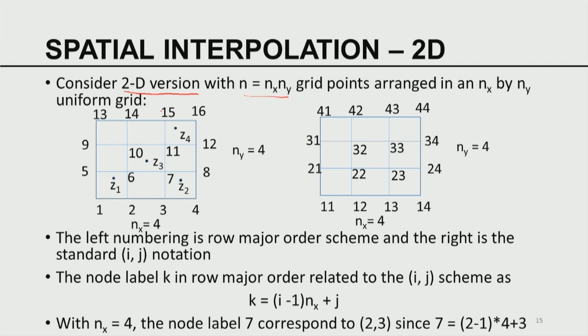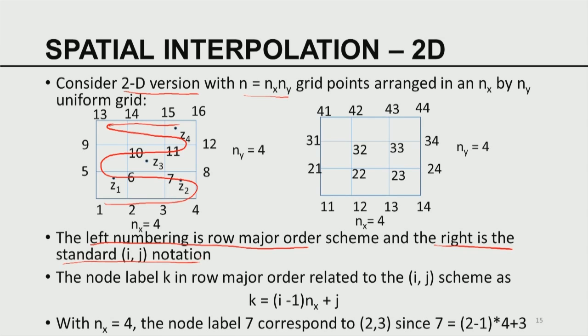I can label the grid points 1 through 16 in this snake-like order. That's one way of notation. Another notation would be 1 1, 1 2, 1 3, 1 4, 2 1, 2 2, 2 3, 2 4, using the standard way of numbering in geometry, x coordinate, y coordinate. The left numbering system is called the row major order. The right numbering system is the standard IJ notation.